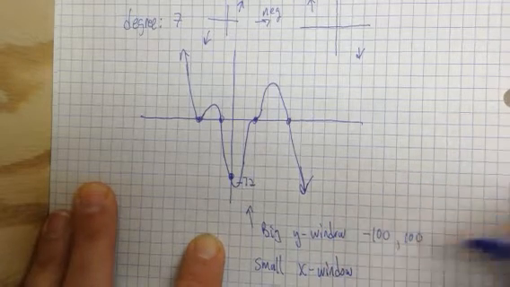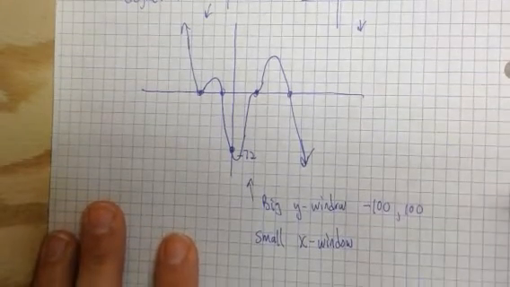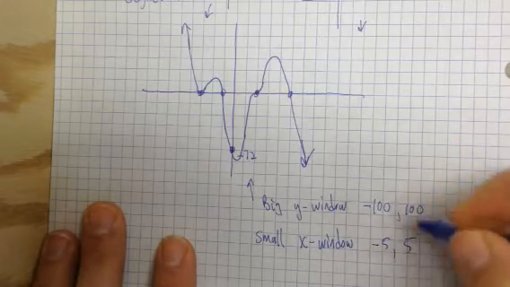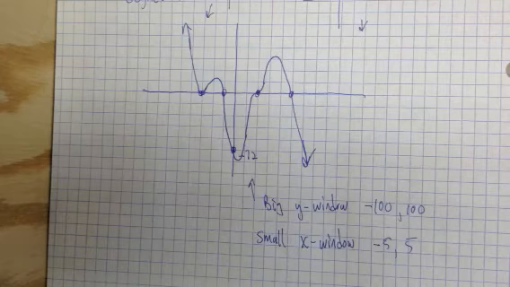So on our calculator, if we want to get a reasonable picture of this behavior, we need a skewed window. Negative 5 to 5 would probably work on a calculator. Yes, thank you. We'll be here all week.